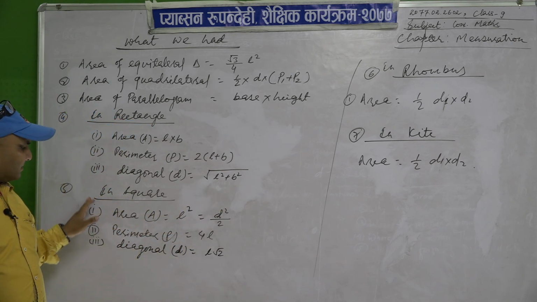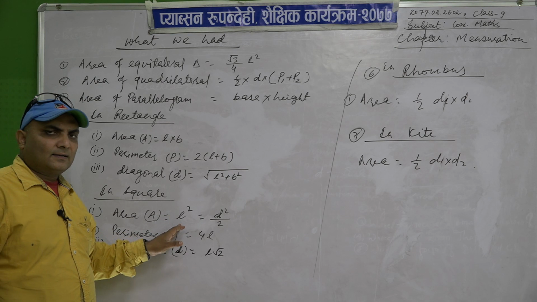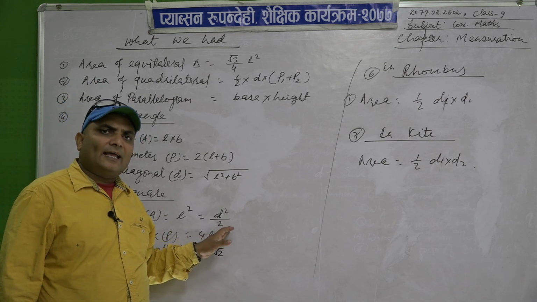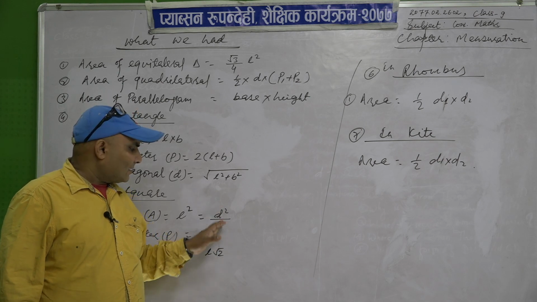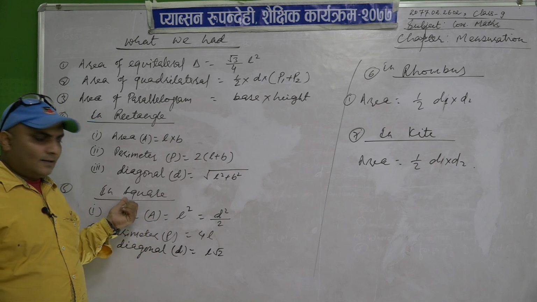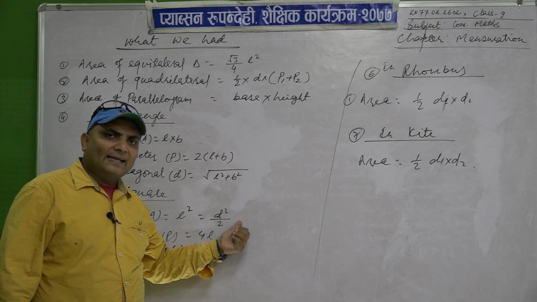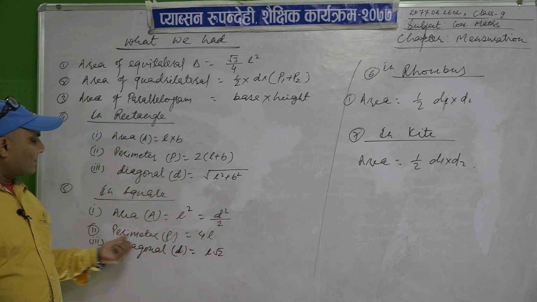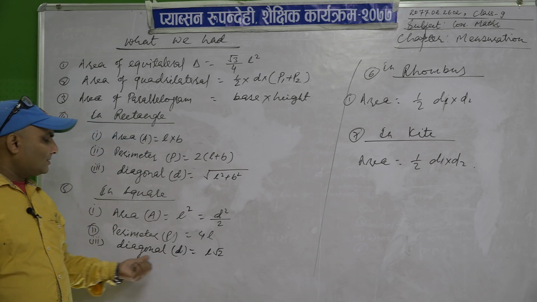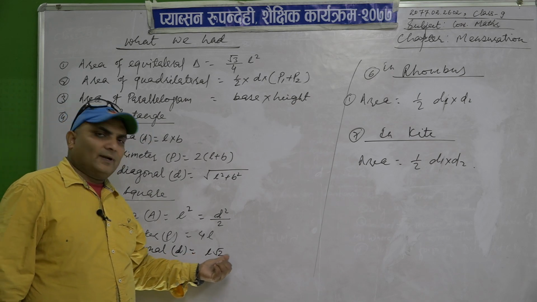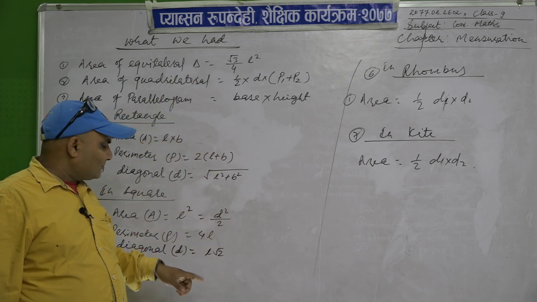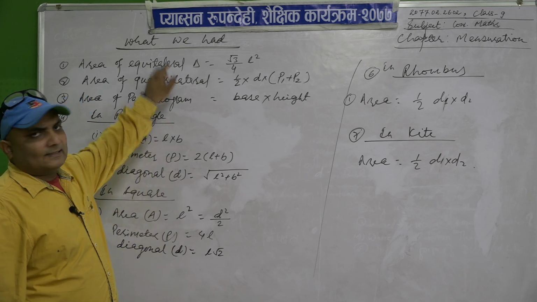Similarly, in square, the area of square is L square when length is given, and the area of square is D square upon 2 when diagonal is given. These two are the formulas for the area of square when length is given and when diagonal is given. Similarly, perimeter of square is 4L, and the diagonal of the square is L root 2, or we can write root 2 L. This formula we have already derived, and how these formulas have come.